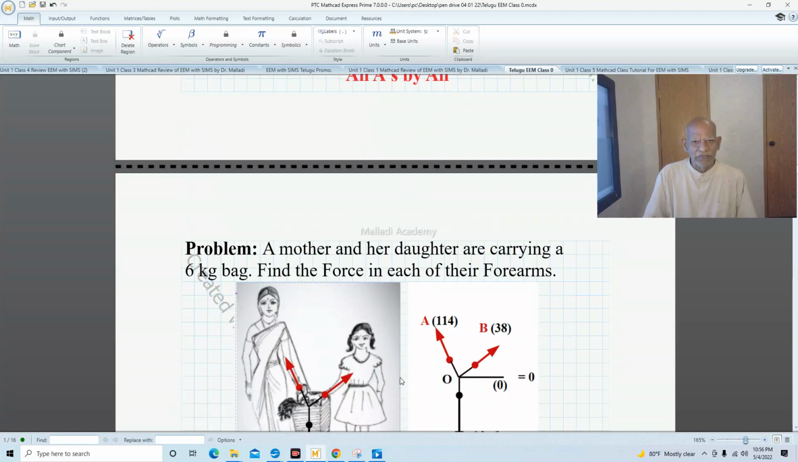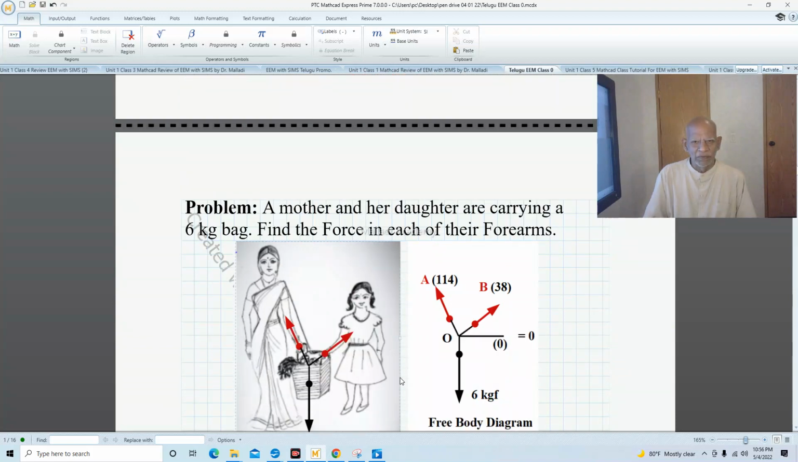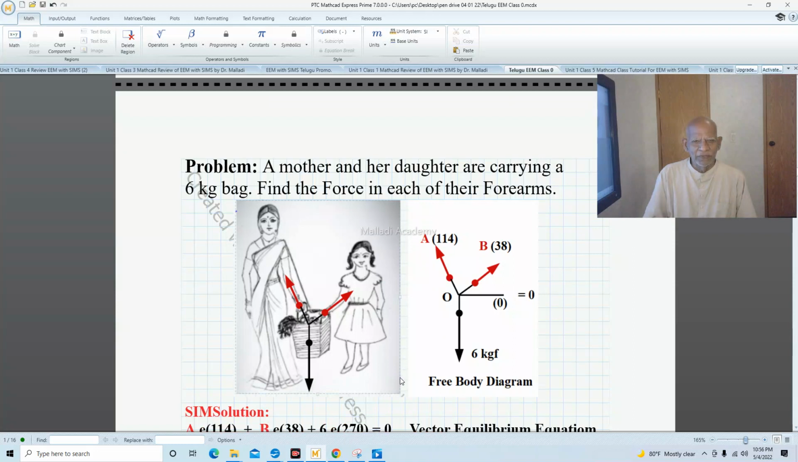Any subject is to be mastered by solving problems. Let us take a very typical problem of engineering mechanics with a practical, common sight. Here is a mother and a daughter carrying a bag of vegetables weighing about 6 kg. Find the force in each of their forearms.